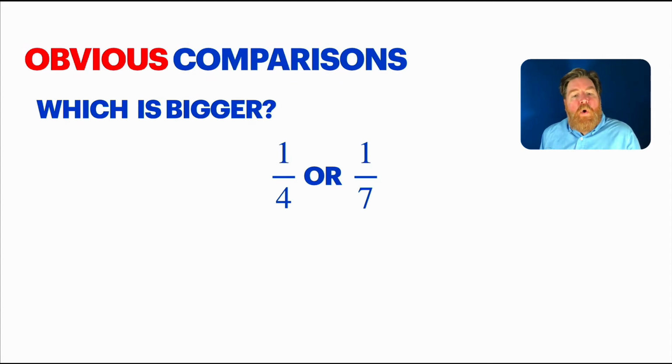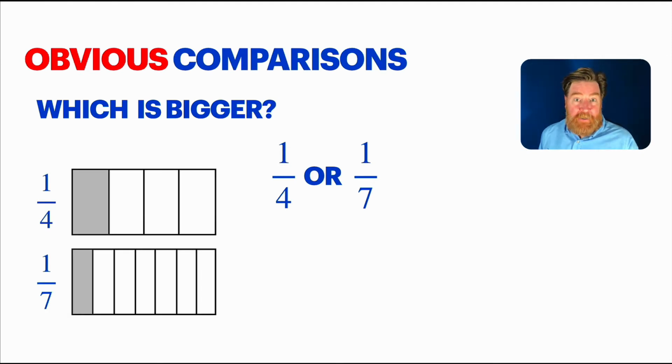Okay? Here's another obvious comparison. What's bigger, 1/4 or 1/7? Now here, hang on one second. I do want to look at the fraction bars here. I think it'll help us understand what's happening. There's 1/4, 1/7, and there are the bars. Now, looking at those completed fraction bars, obviously 1/4 is bigger. We answered the question. But what's going on here? Why is 1/4 bigger than 1/7?